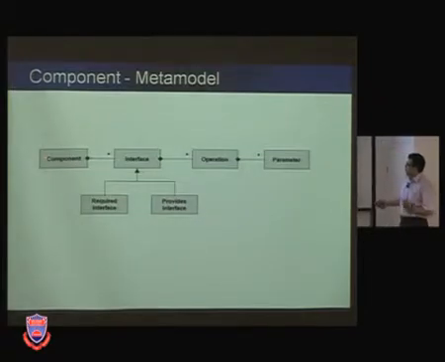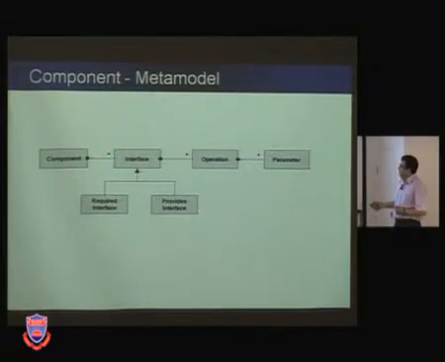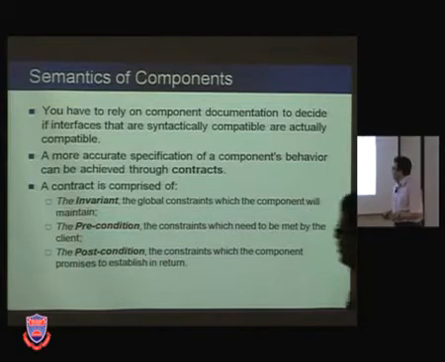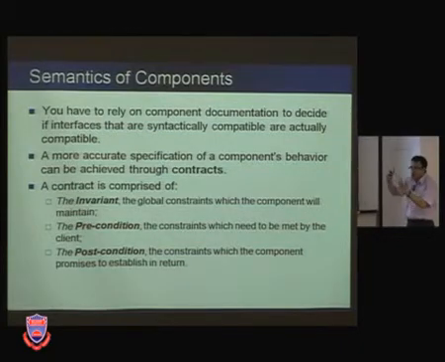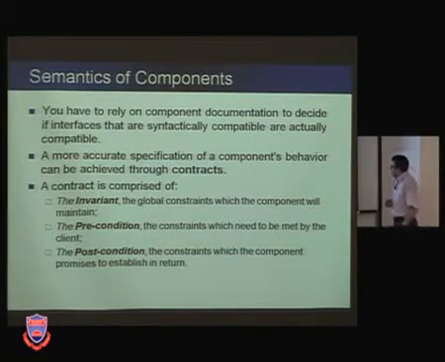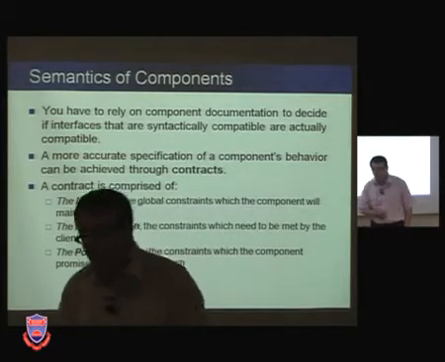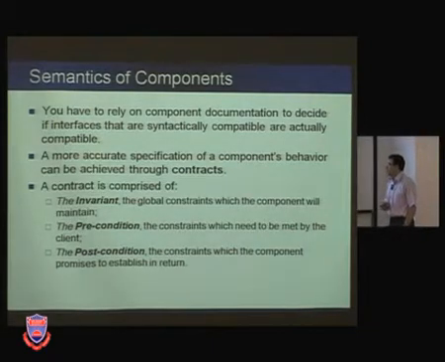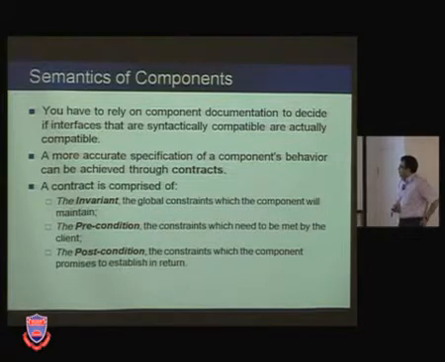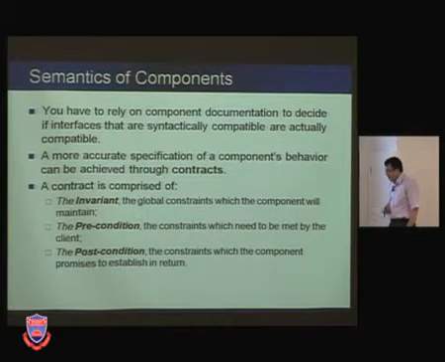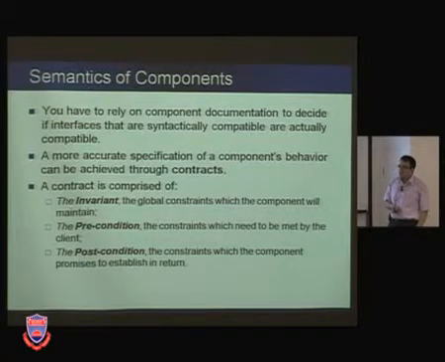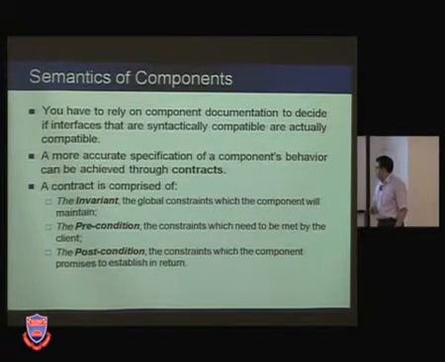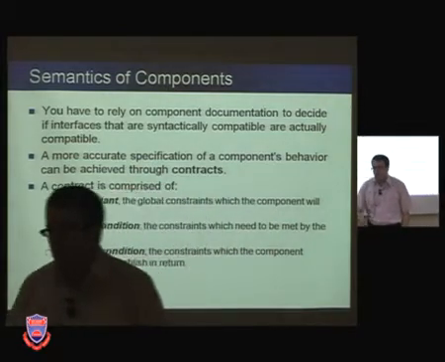In this meta-model, a component consists of interfaces, a required interface and a provides interface. An interface includes operations, and operations can have parameters. A bit about the semantics of components. The idea is that you have to compose these components to produce some system. For that, we have to know how the components work, and typically for each component, besides the interface, contracts are also specified. A contract includes the invariant, the global constraints that should be valid, preconditions which need to be met by the client to use the operations of the component's interface, and postconditions which the component promises to establish when it's deployed.